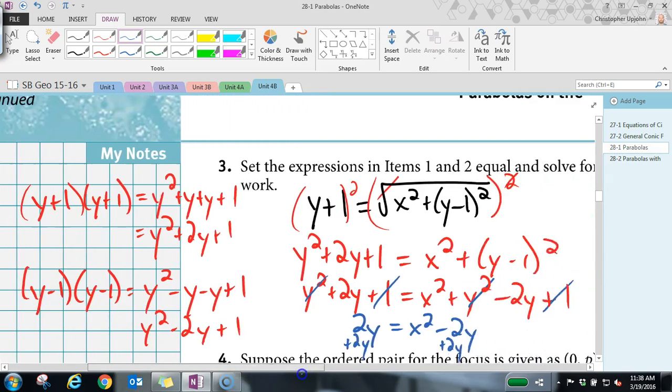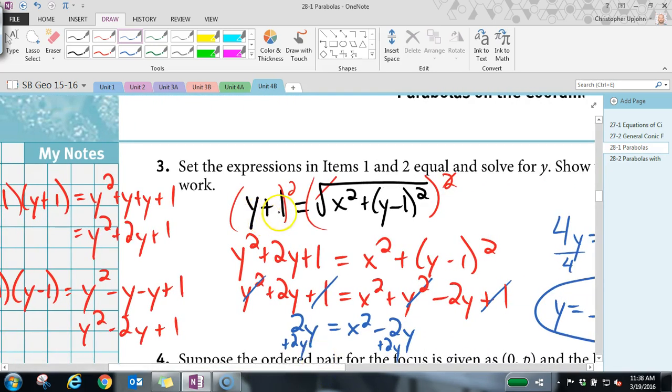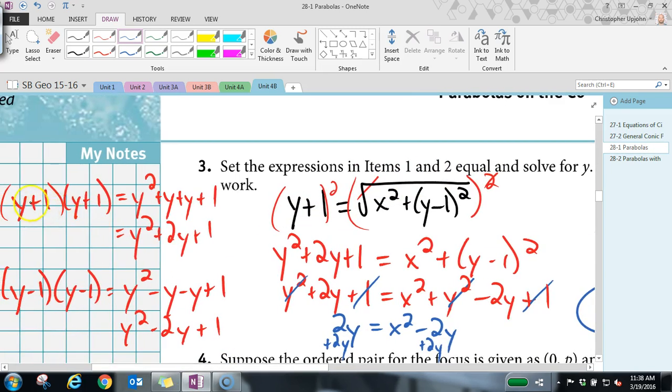If we do have something like this, we want to solve this for y. Y plus 1 equals the square root of x squared plus y minus 1 squared. Well, we get rid of that square root, so we square both sides. And when we square y plus 1, we have to double distribute. So it's y times y, plus y times 1, plus 1 times y, plus 1 times 1. So we get y squared plus 2y plus 1.